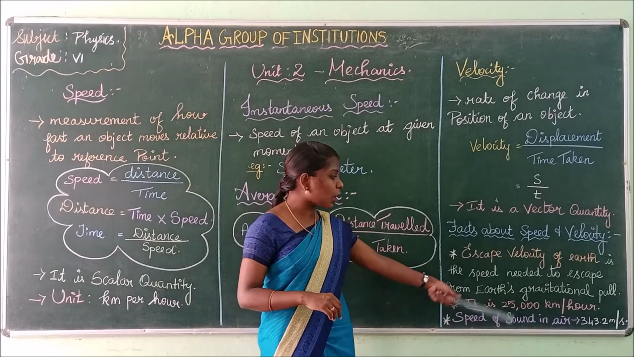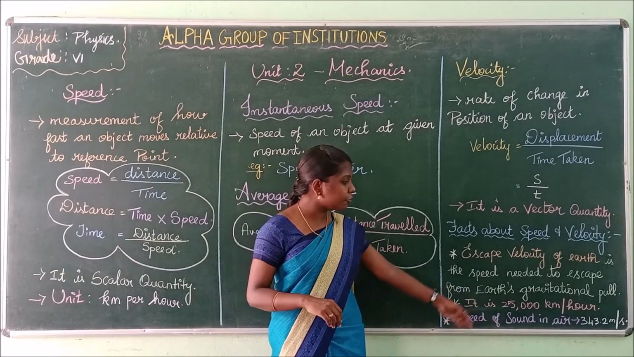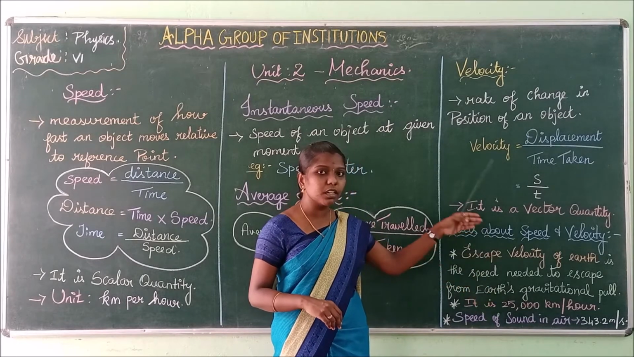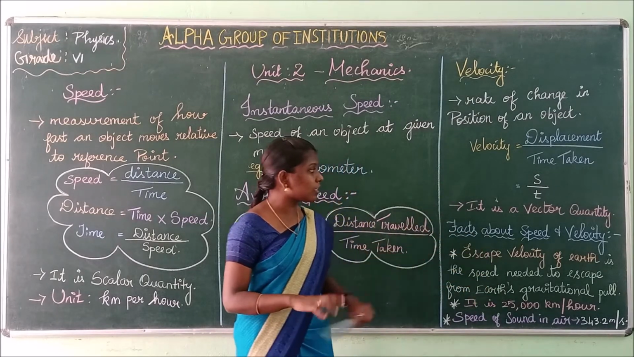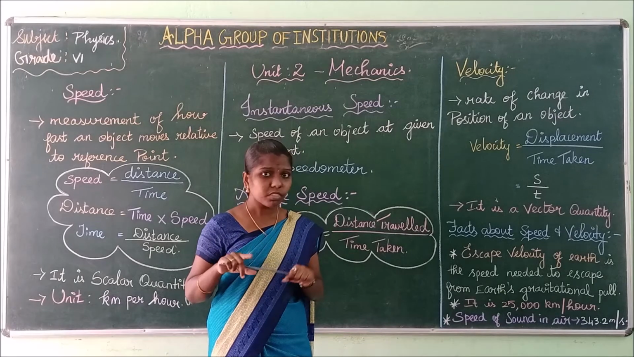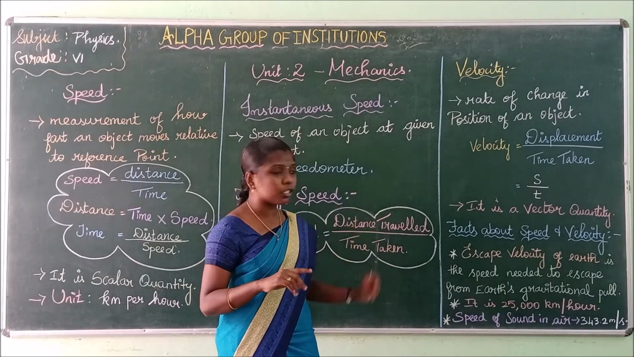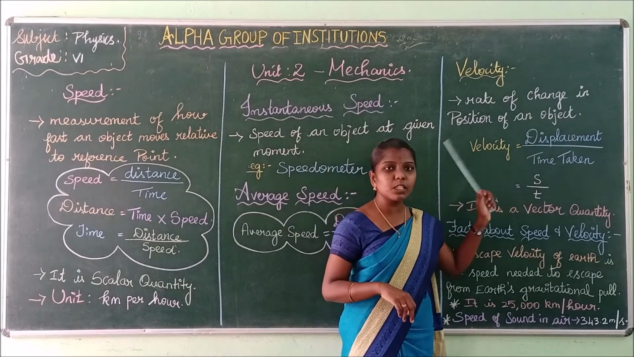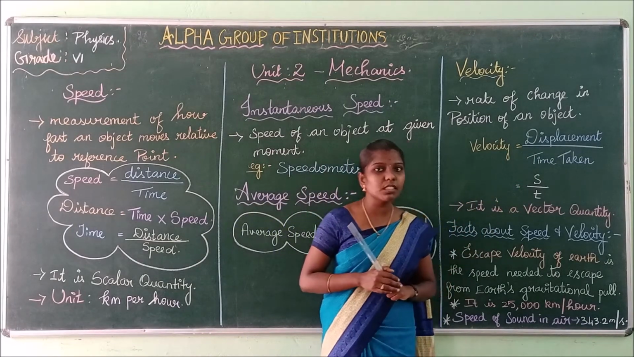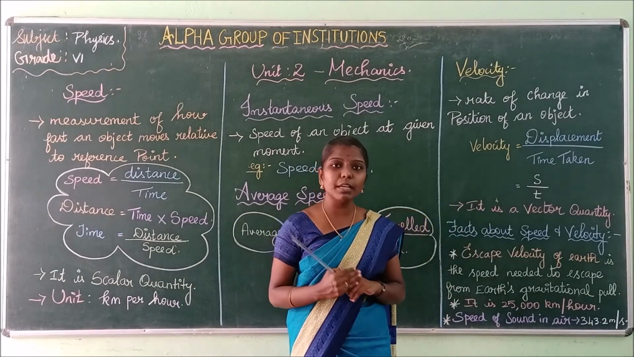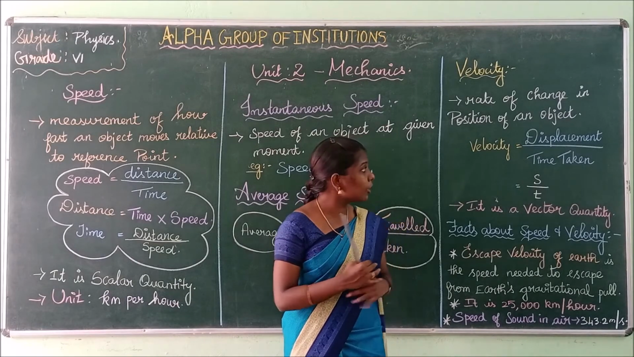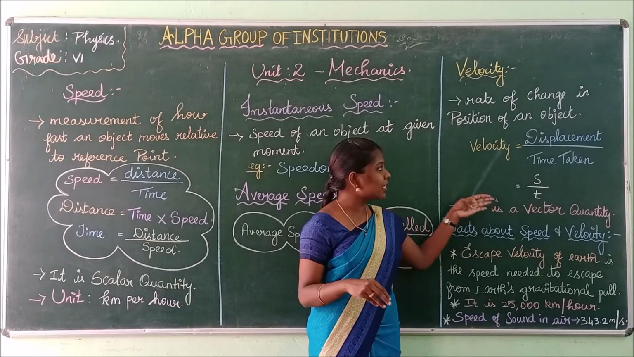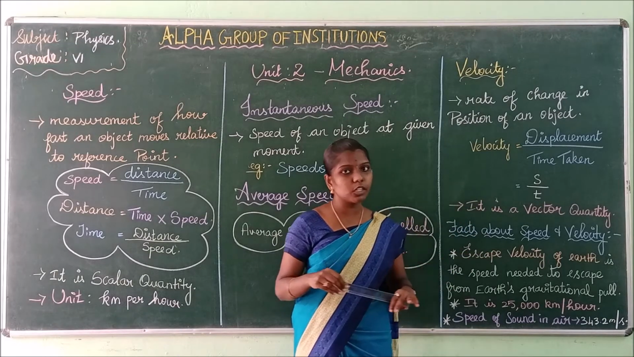Next, speed of sound in air. They have given you the speed of sound in air: 343.2 meter per second. The unit of velocity is meter per second. Next, what is the unit for displacement? Unit for displacement is meter. Unit for time is second. So the unit for velocity is meter per second. Is it clear? Meter per second is the unit for velocity.